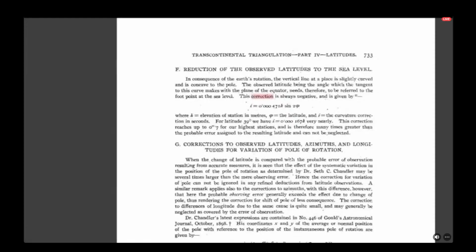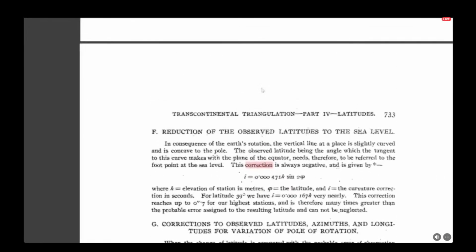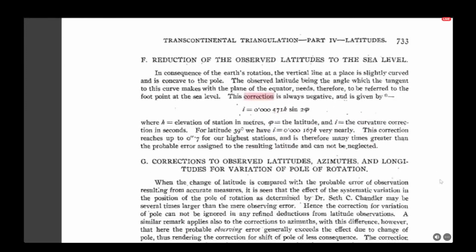So, in consequence of Earth's rotation, the vertical line at a place is slightly curved and is concave to the pole. The observed latitude, being the angle which the tangent to this curve makes with the plane of the equator, needs, therefore, to be referred to the foot point at sea level. This correction is always negative.